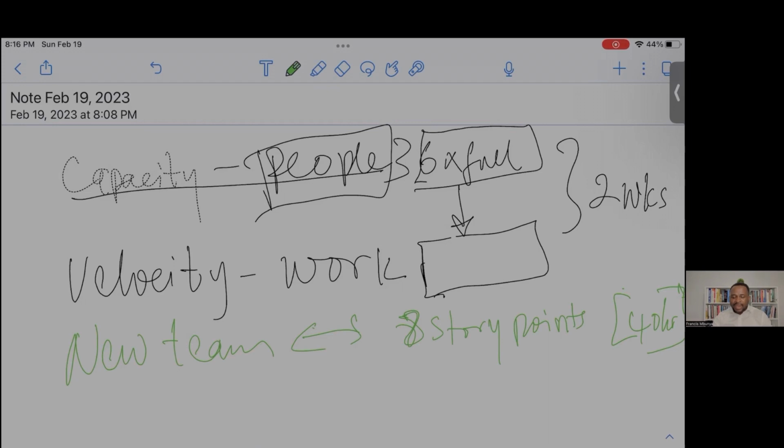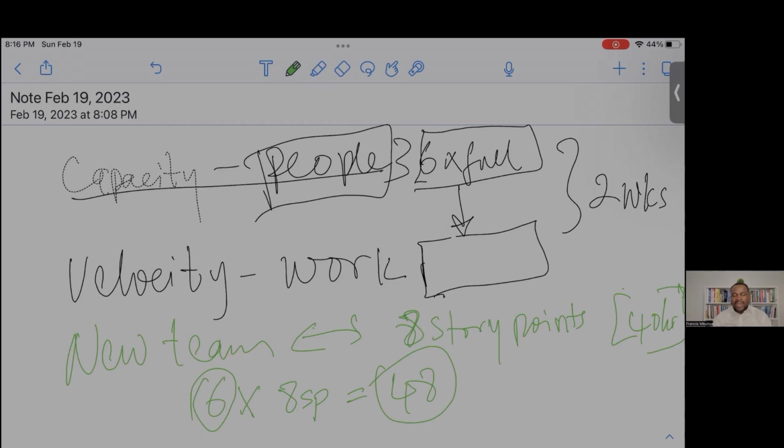So it means that if we have 6 members with full capacity, every one of them is going to accept 8 story points, and it means that we're expecting them to get a velocity of 48. What is the capacity? The capacity is 6 members with full capacity.